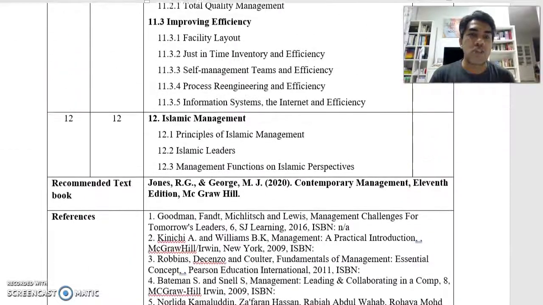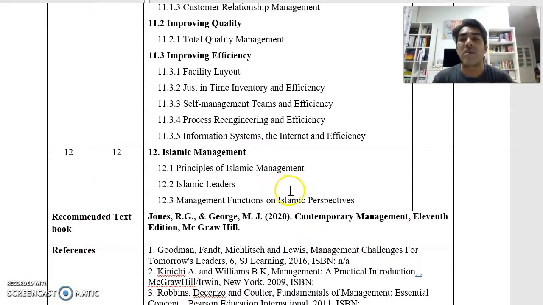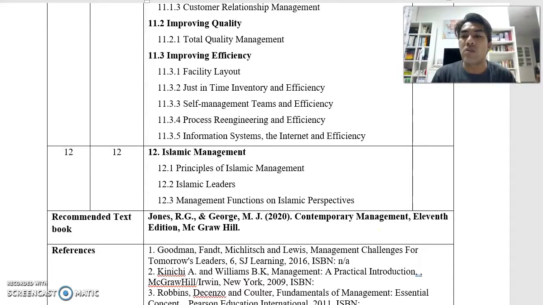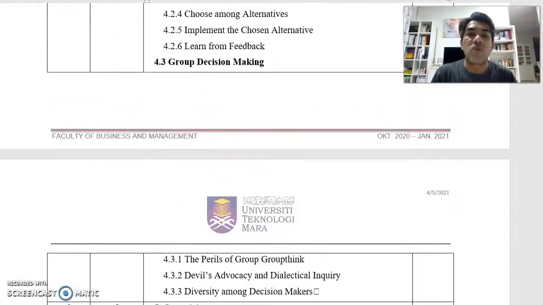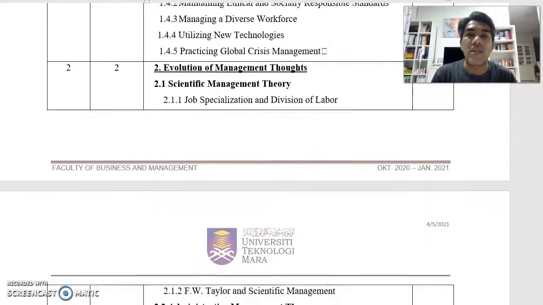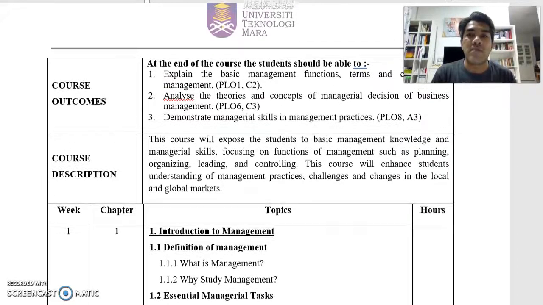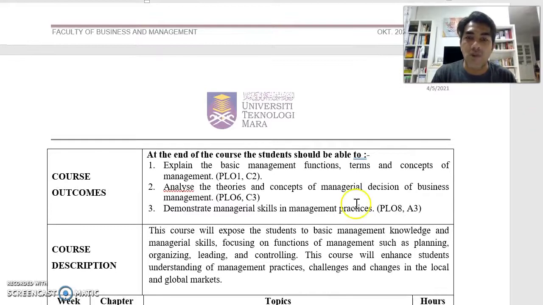Yes, from the introduction to management up until the Islamic management. So please get into this and look at each of the content, and at least you should have some ideas in terms of what are the things that we are going to cover in each of the chapters. So this is the first material that you need to have a look.